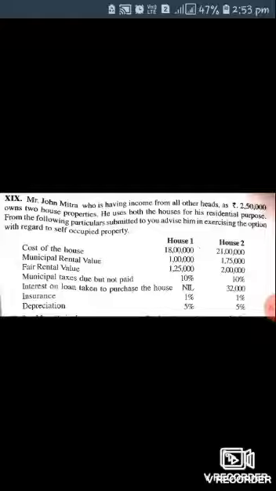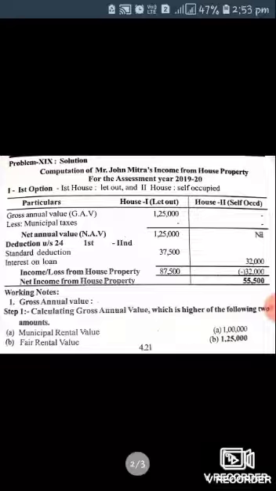So now let's see the computation when self-occupied by John Mitra. So here is the computation of John Mitra's income from house property for the assessment year 2019-20. First option, first house let out and second house self-occupied. So if the house is let out, the gross annual value is 1,25,000. For the self-occupied house, there will not be any gross value, and no taxes have been paid, because they are due. So net annual value is 1,25,000, and standard deduction for the first and second house.